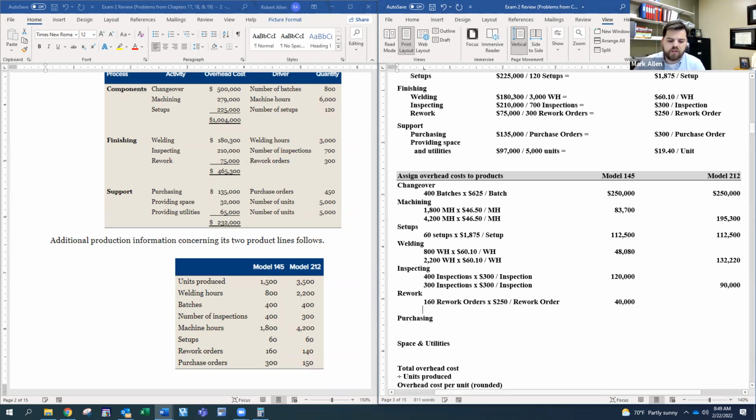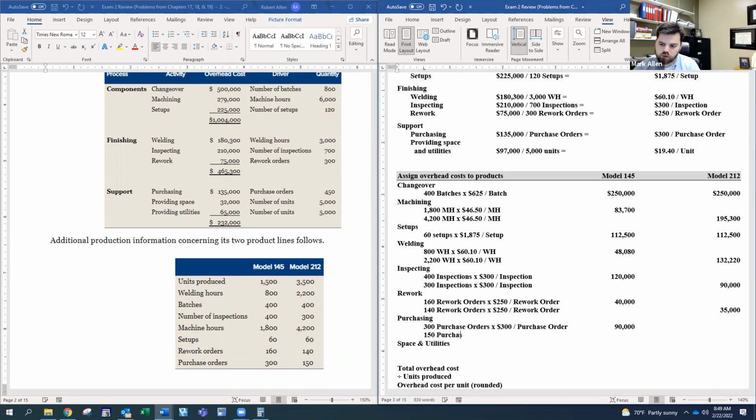So there we go. Now for the next piece, we have for our rework, 140 rework orders times still the $250 per rework order. And when I do that, this will come out to be $35,000. For purchasing, 300 purchase orders times, and of course, each purchase order costs us $300. So $300 per purchase order. And when I do that, this is $90,000.